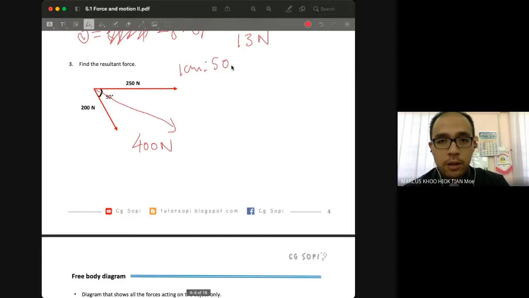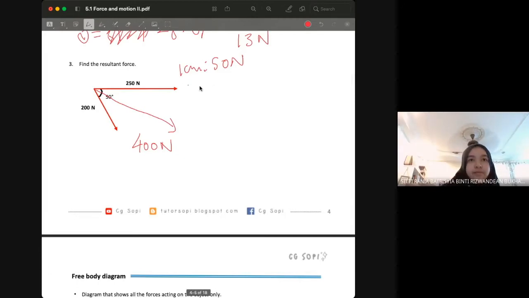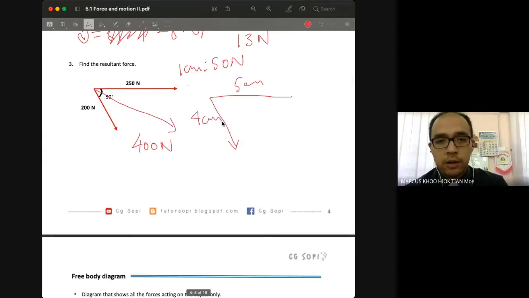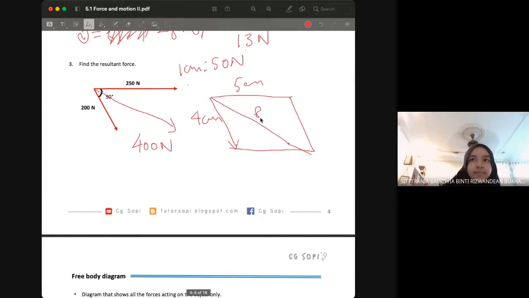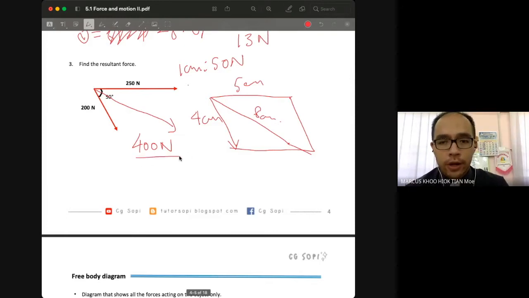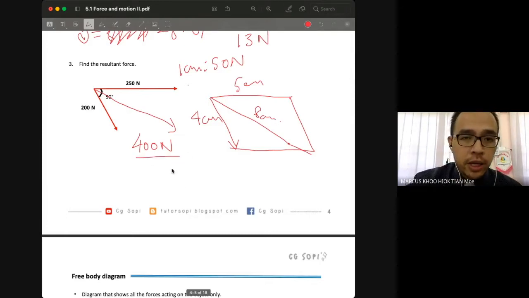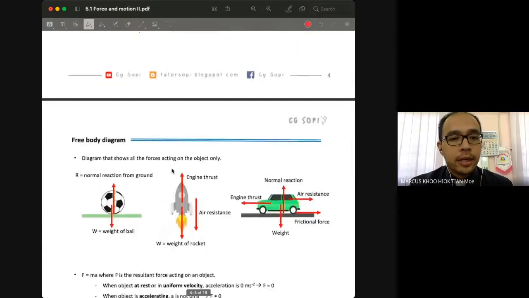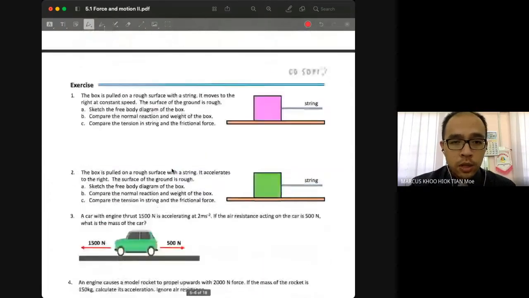Okay, very good. And then you draw, right? Yeah, I drew a line 5 cm. And then I drew with 50 angle and then 4 cm to the side. Okay, very good. So how long is this? After you finish the parallelogram, how long was this in cm? 8 cm. Okay, so that's how you got 400 newtons. Yeah, very good. That's exactly what needs to be done. Okay, let's continue. Good job, Rania.